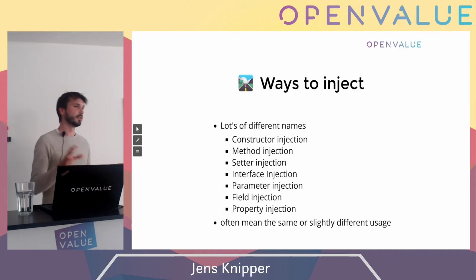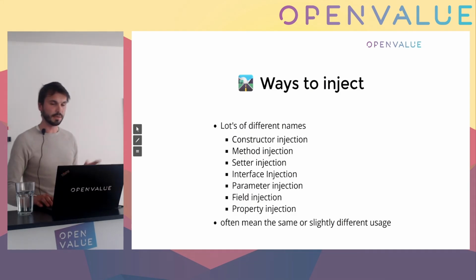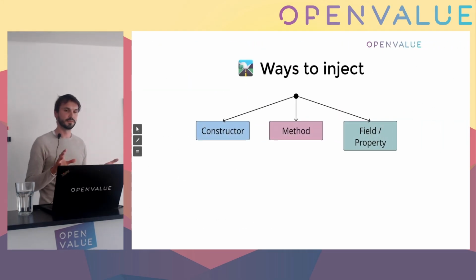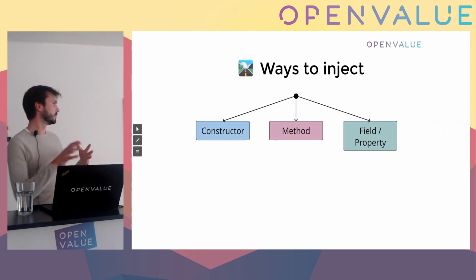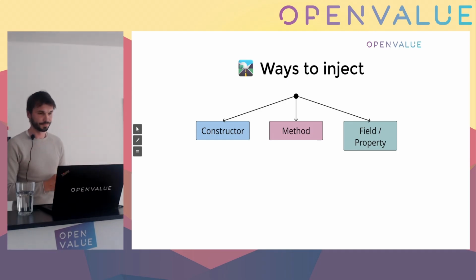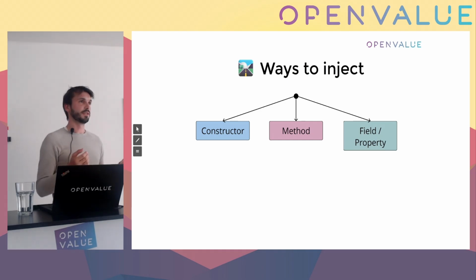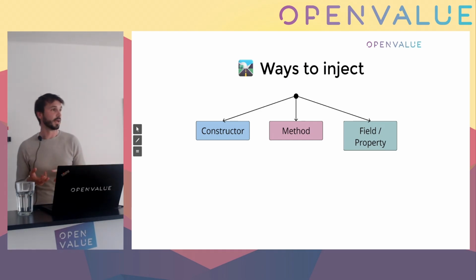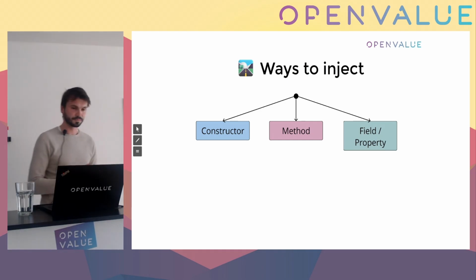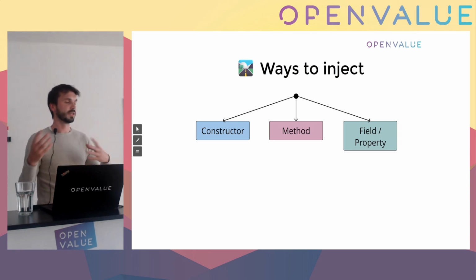And usually if you have a look at your frameworks, not all of these are supported. But let's put some order into that. You can roughly structure them by where you do the injection. Actually, there's just 3 ways: constructor, method, and field or property. And you can split it up a little further.